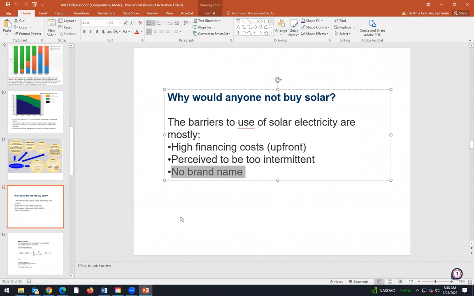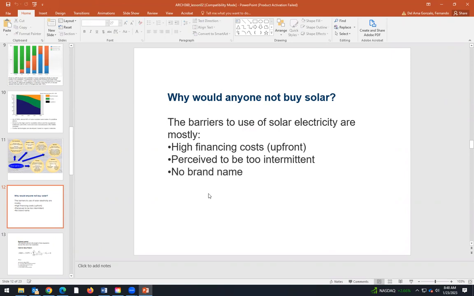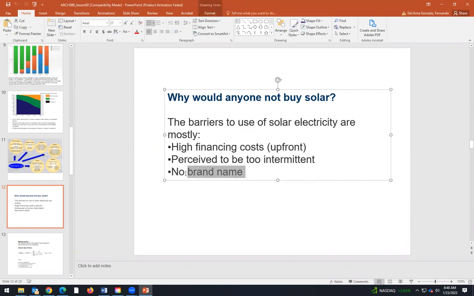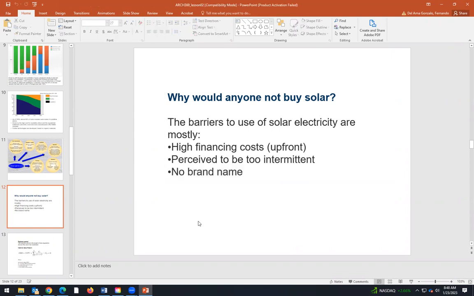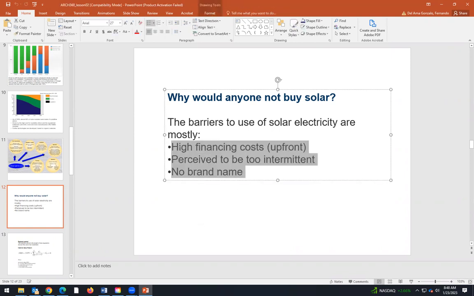We know brands for everything. We know brands for soft drinks, for clothes, or fashion, or whatever. But for PV panels, there is no brand name. So all these things are barriers to using solar electricity or solar panels massively.